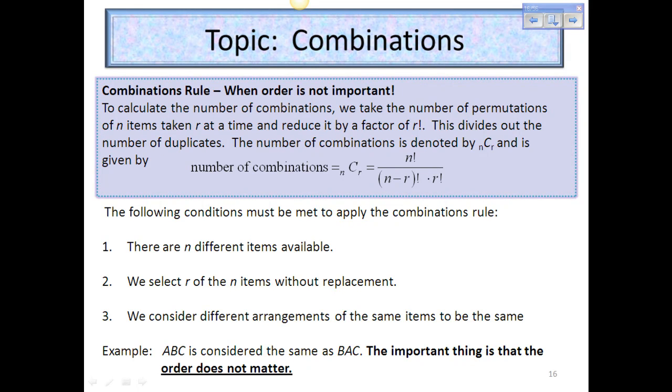You'll select r of the n items without replacement, and we consider different arrangements of the same items to be the same. In other words, ABC is considered the same as BAC. So the important thing to remember here is that the order does not matter. So when working these types of problems, you first want to ask yourself, does order matter? If the answer is no, then it's a combination and you can use the nCr function on your calculator.